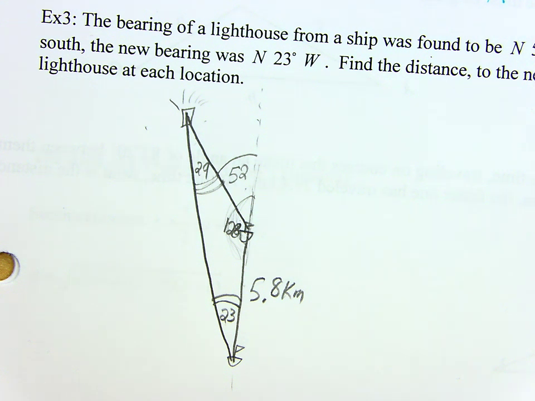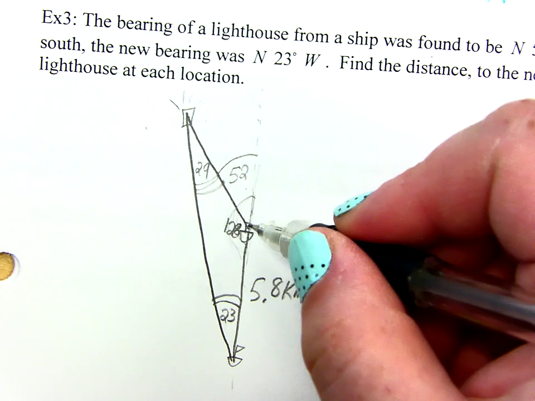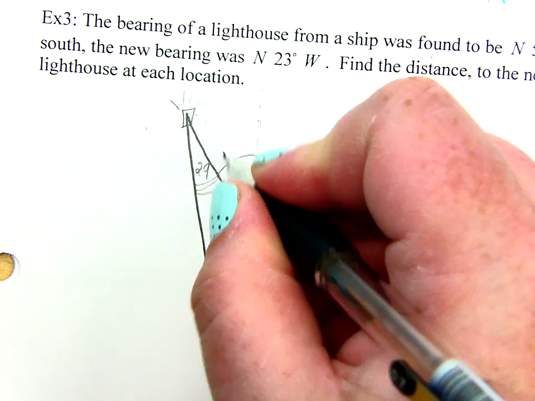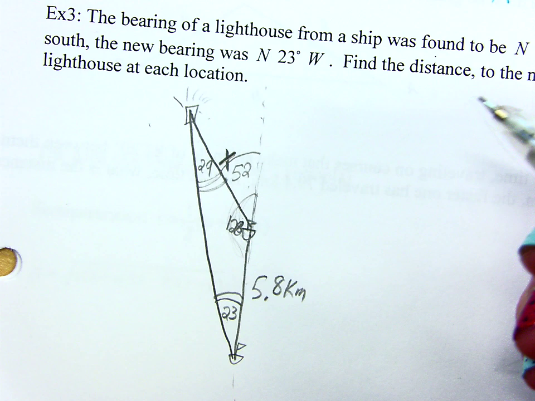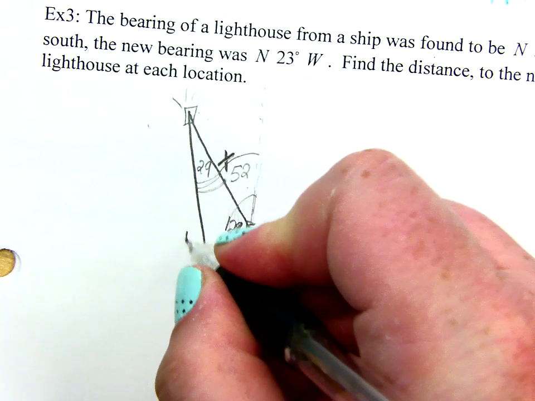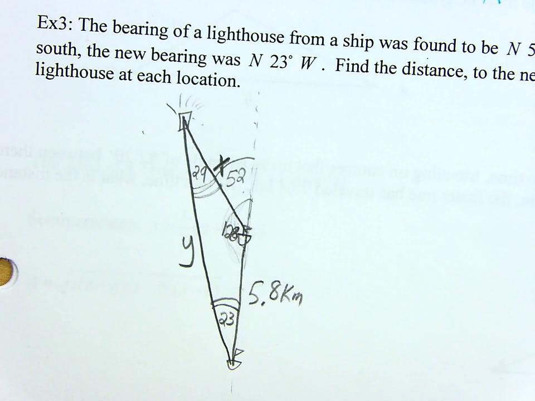Find the distance to the nearest tenth between the ship and the lighthouse at each location. So when the ship was here, the distance from the ship to the lighthouse, I have to find that side, I'll call it X, and then I also need to find the distance between the ship and the lighthouse after it's sailed. I'll call that side Y. So I have to find X and Y.